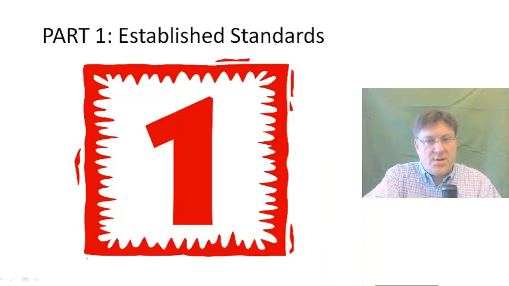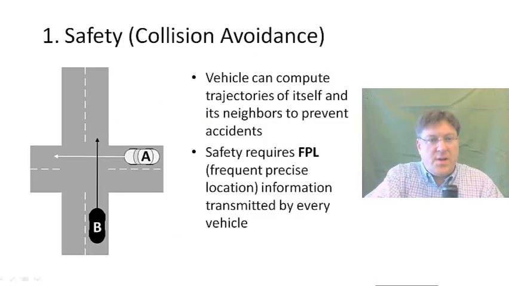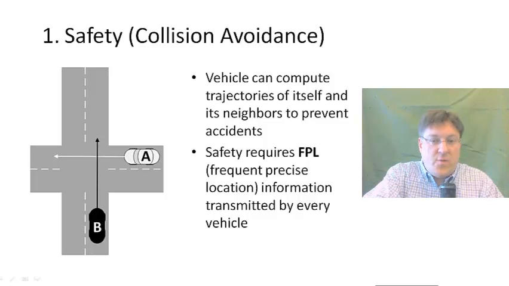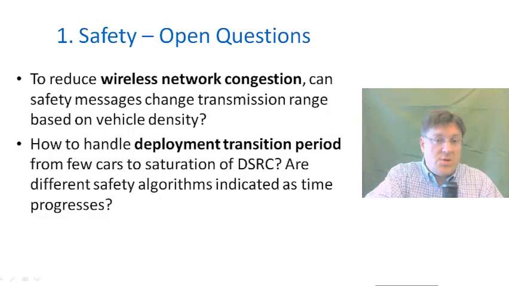So let's get to it. Part 1, established standards. Number 1, safety, collision avoidance. We have to make sure that these messages sent between cars are able to be used to compute trajectories so that they can prevent themselves from colliding with each other. This type of application requires frequent precise location information, FPL information, transmitted by every vehicle. The current standard requires, I think, 10 times per second, 100 milliseconds per heartbeat message or pulse message that's sent by every single vehicle. Some open issues here to consider.